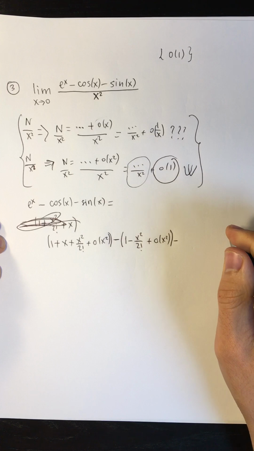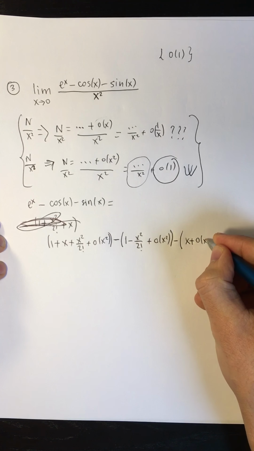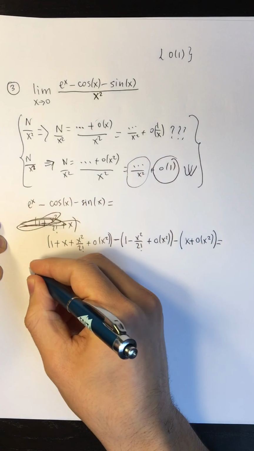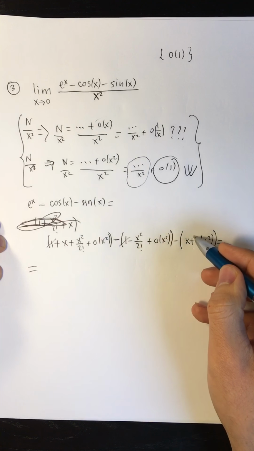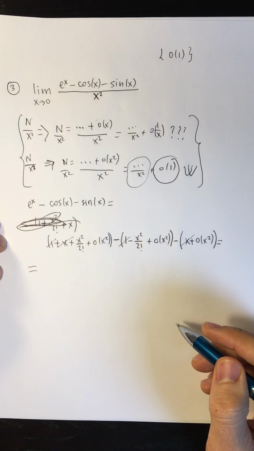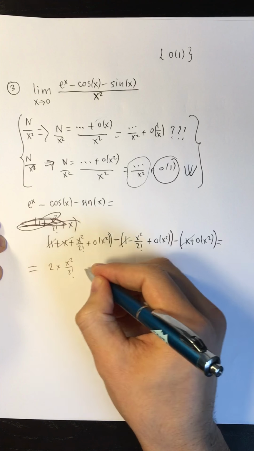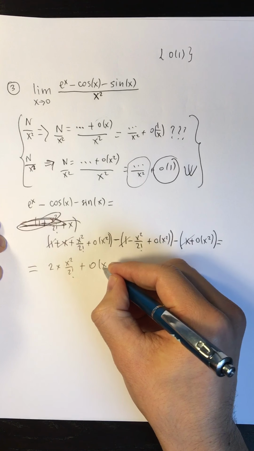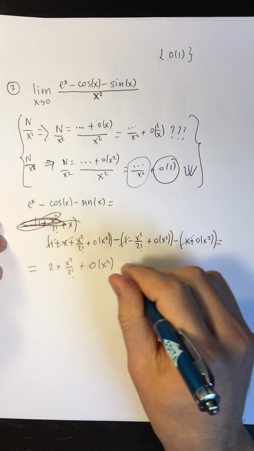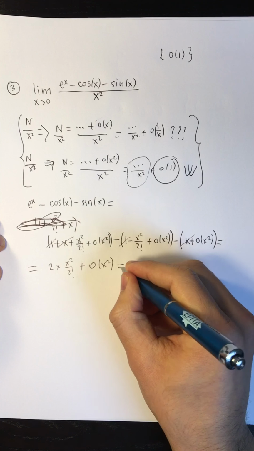How about for sine x? For sine x, let me see the formula. x plus o(x squared). We are taking the second order. Okay, in this case, 1, 1, bye-bye. x, bye-bye. We're canceling it. And now I have 2 multiplied by x squared divided by 2 factorial plus o(x squared) minus o(x squared) minus o(x squared), which will be o(x squared). If you don't understand this one, watch exercise 8. At the beginning, I explained it there.